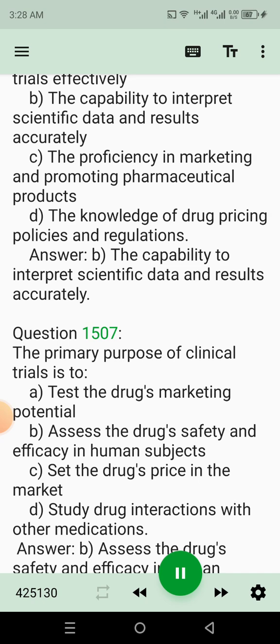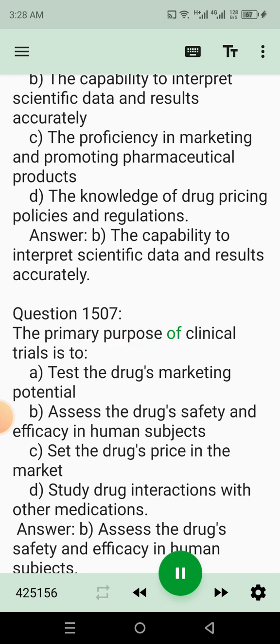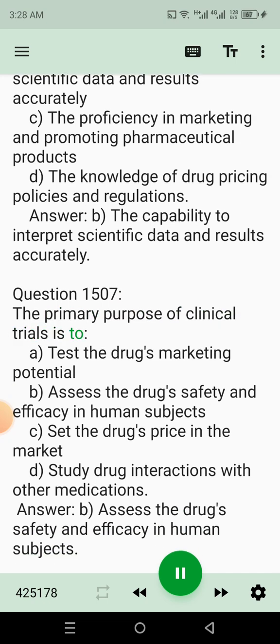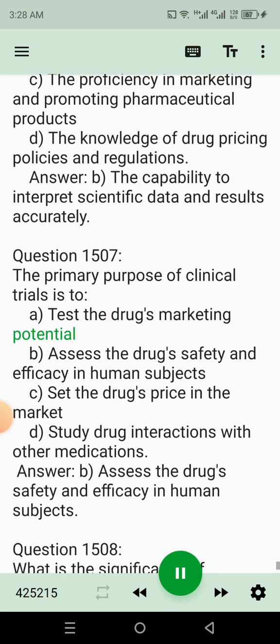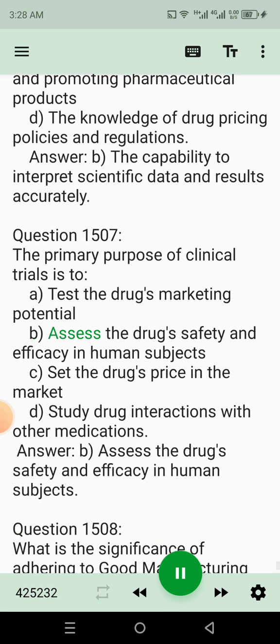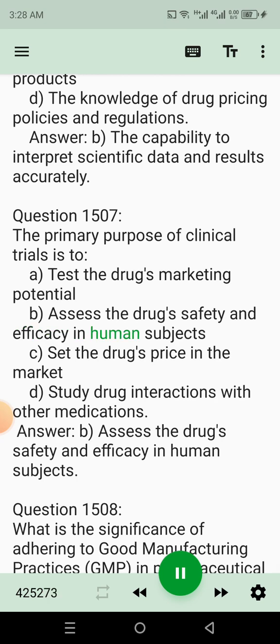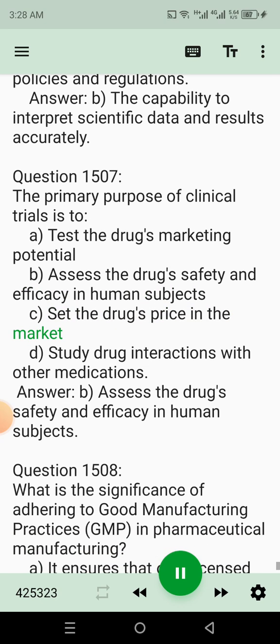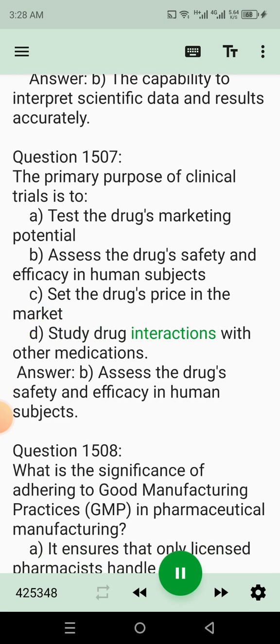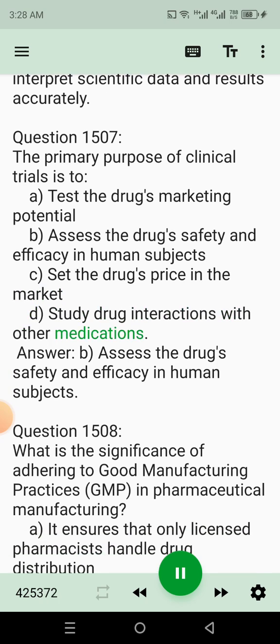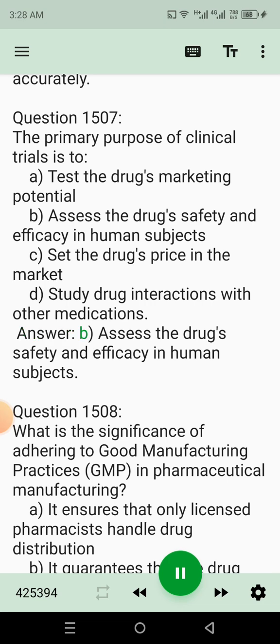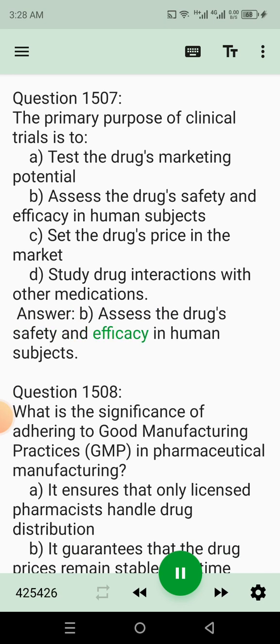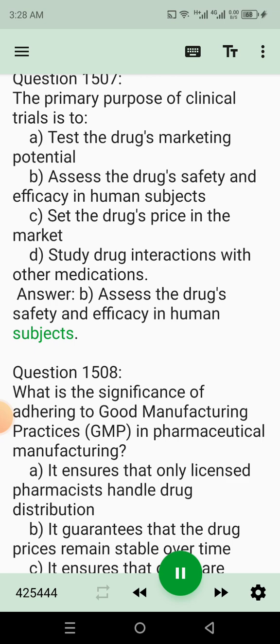Question 1507. The primary purpose of clinical trials is to: A. Test the drug's marketing potential. B. Assess the drug's safety and efficacy in human subjects. C. Set the drug's price in the market. D. Study drug interactions with other medications. Answer. B. Assess the drug's safety and efficacy in human subjects.